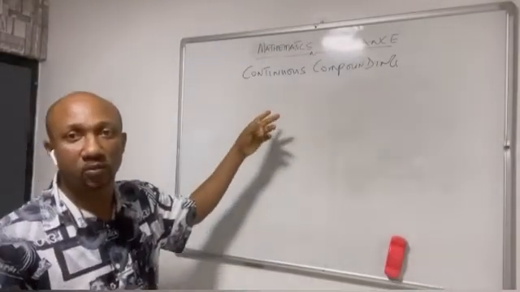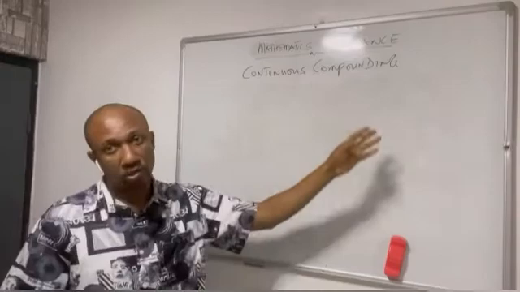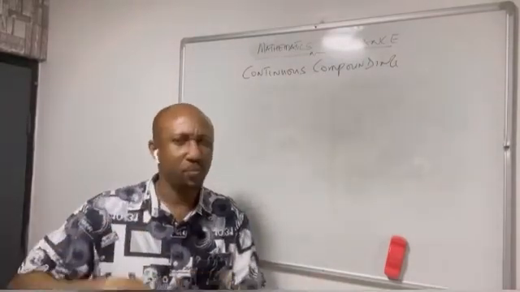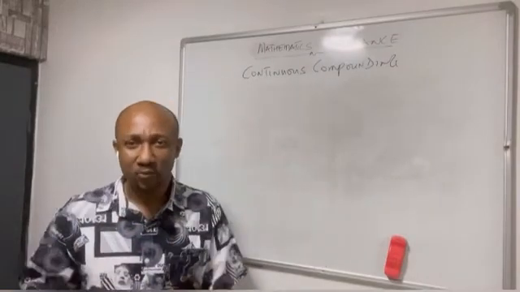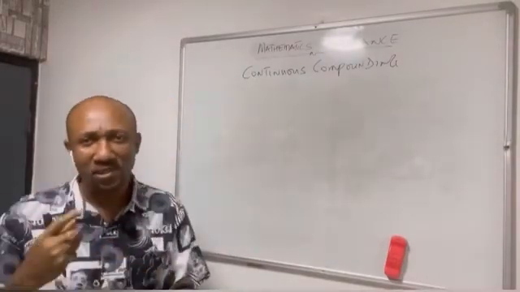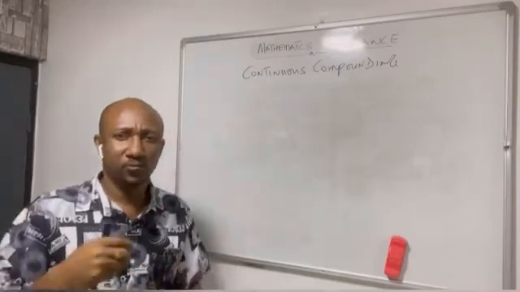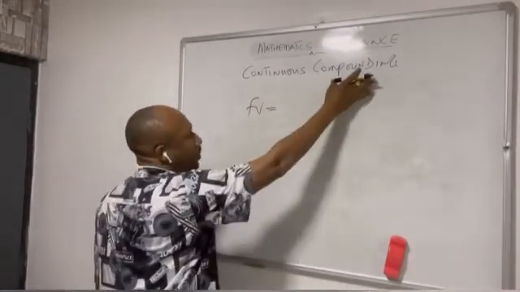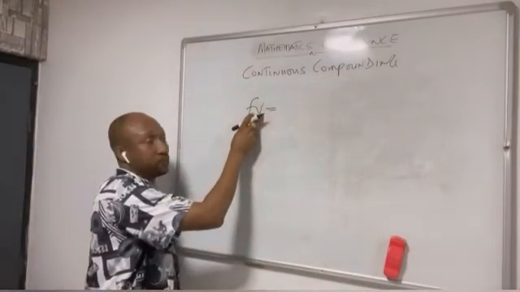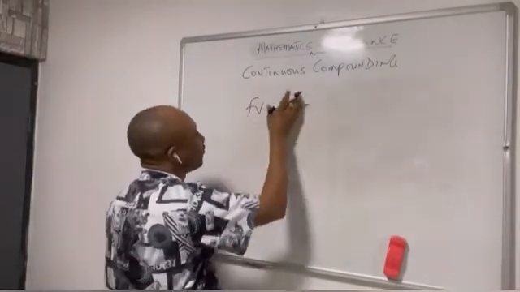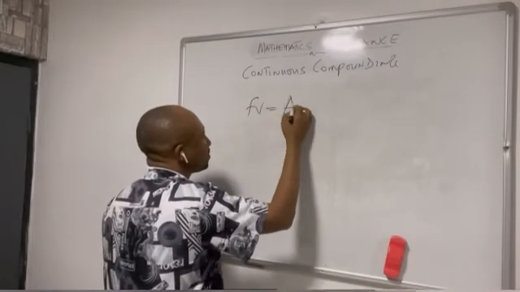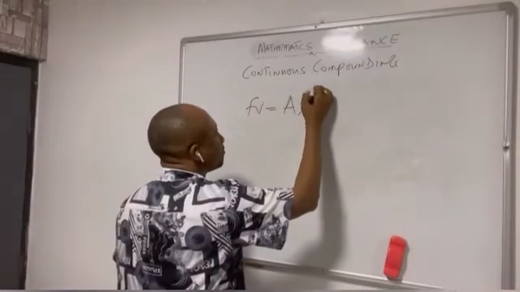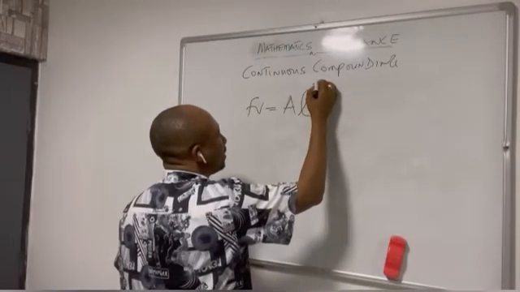The next concept we shall consider is called continuous compounding. In continuous compounding, interest will be paid continuously without an end. So, because it's compounding, the only thing we can calculate is the future value.